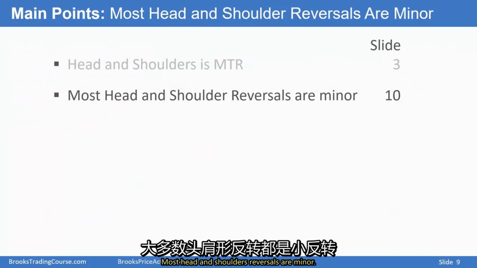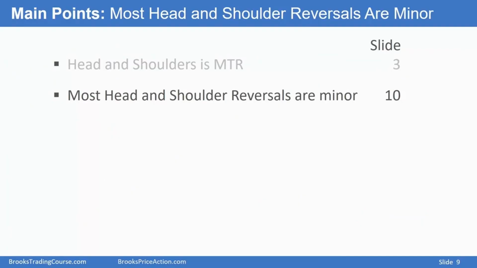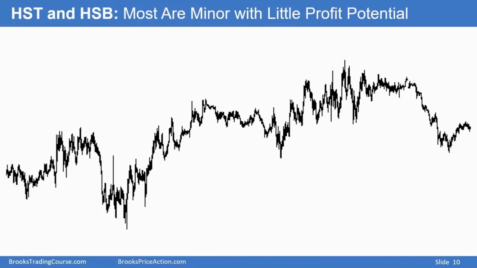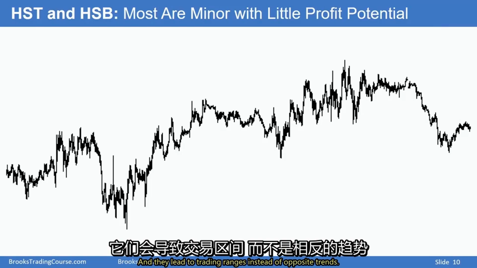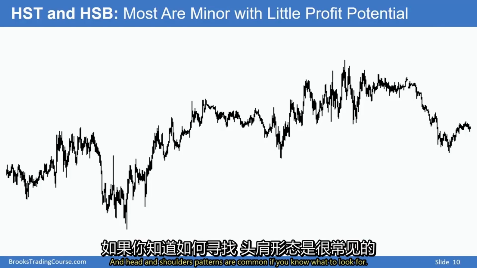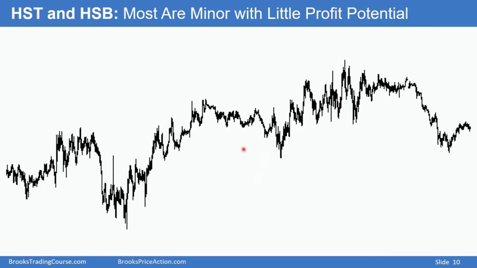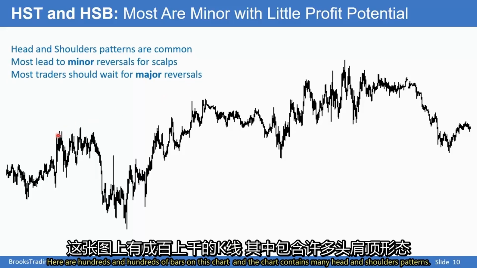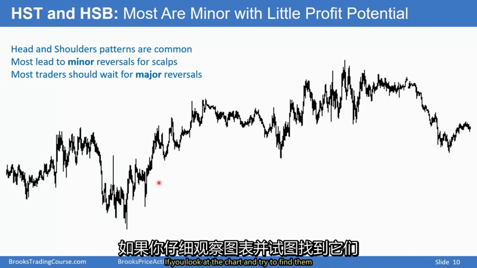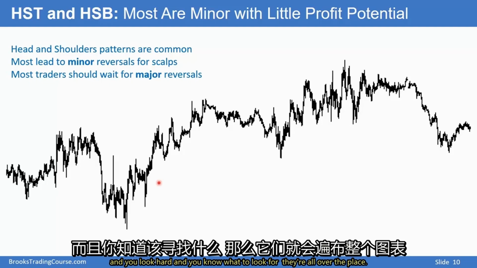Most head and shoulders reversals are minor, and they lead to trading ranges instead of opposite trends. And head and shoulders patterns are common if you know what to look for. Here are hundreds and hundreds of bars on this chart, and the chart contains many head and shoulders patterns. If you look hard and you know what to look for, they're all over the place.